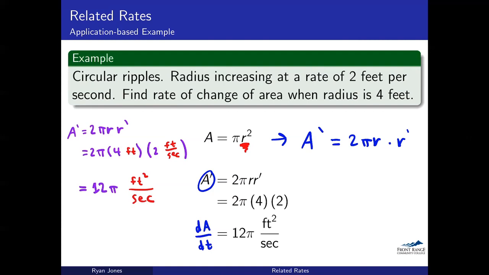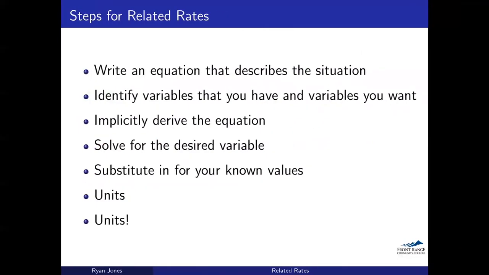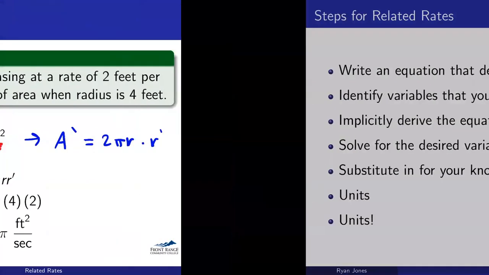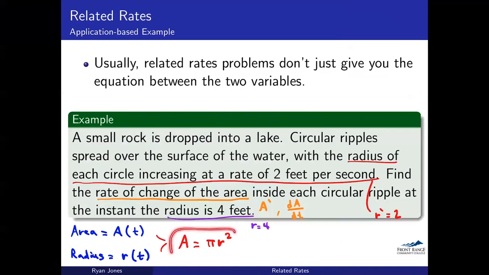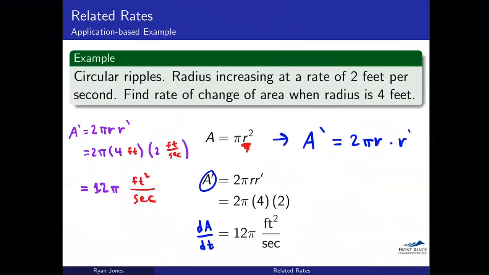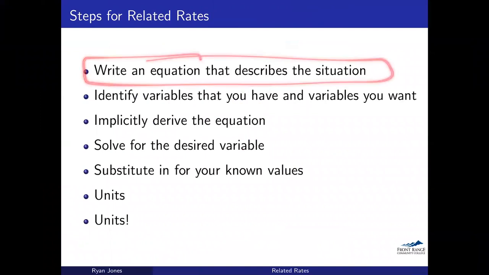And that's going to be it for our examples on related rates. Let's finish up with a list of steps on what to do. On pretty much all these related rates problems that we're going to do, they're going to be application based. That's really where we get into the nitty gritty of related rates. So the very first thing you're going to do is write an equation that describes this situation, which for us was A equals pi r squared. We read through this problem statement and we recognize that we're comparing radius and area. And so I have to relate radius and area. So that's this first step: write an equation that describes the situation.